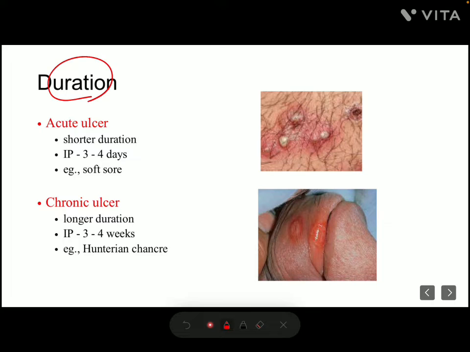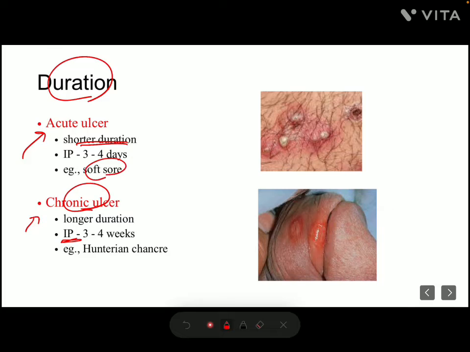Duration. This is important because we would like to classify ulcers into acute and chronic ones. In acute ulcers, the patient usually comes with a history of short duration, like weeks and days. In case of chronic ulcers, the patient usually gives you a history like he's been having the ulcer for 1 month, 1.5 months. Usually they have a longer incubation period.